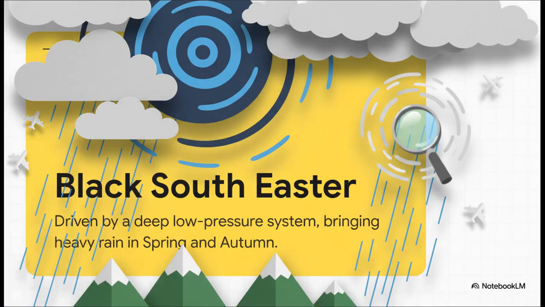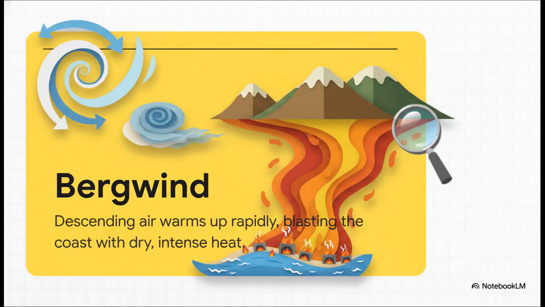Now, whatever you do, don't confuse the Cape Doctor with the Black Southeaster. The Cape Doctor is mostly a dry summer wind, right? But the Black Southeaster is a whole different beast. It's driven by a deep low-pressure system violently clashing with a steep pressure gradient off the South Atlantic high. That steep gradient basically forces the wind, while the low-pressure system drags in deep, miserable, soaking rains, usually hitting during the spring and autumn.